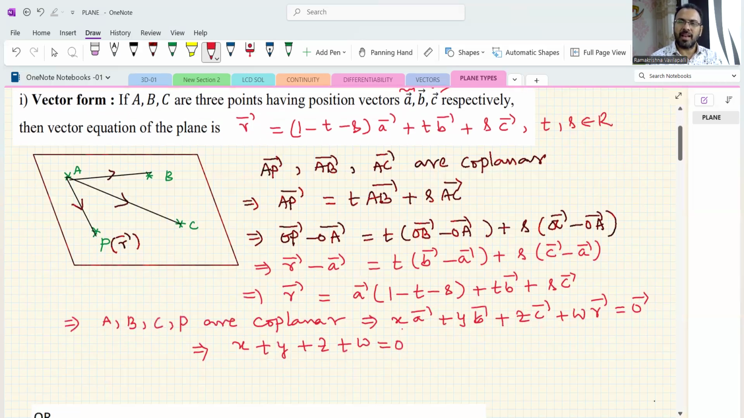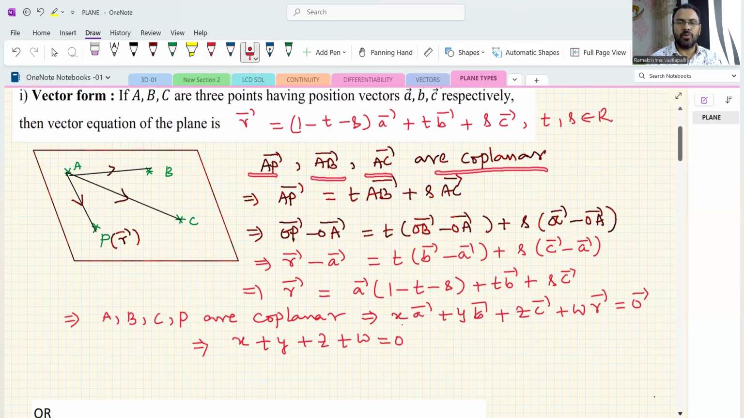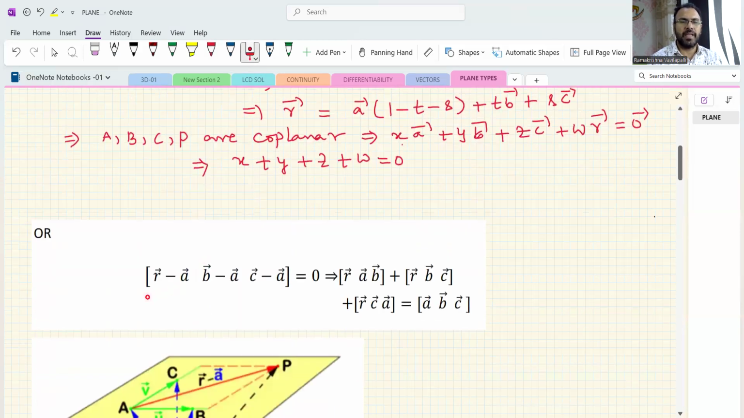Now, I will write the same expression in the box form. Here you see that AP bar, AB bar, AC bar are coplanar. So therefore, their box is equal to 0. So box of R bar minus A bar, or box of AP bar vector, AB bar vector, and AC bar vector equal to 0.